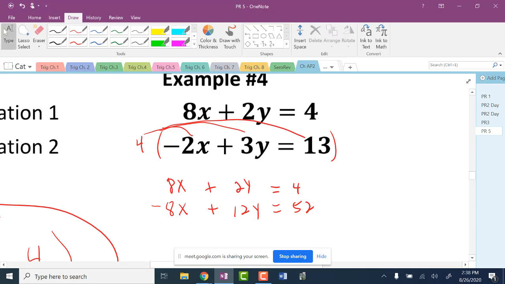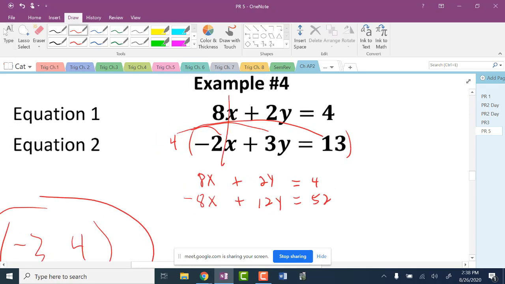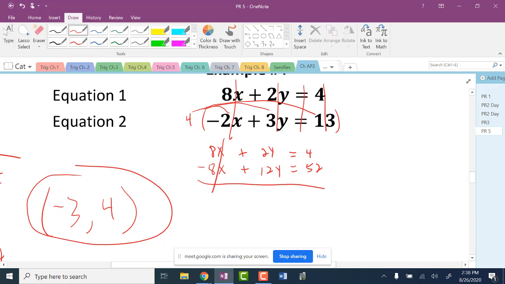And then this is the elimination method. It only works if you have x's, y's, equal sign, and numbers lined up. So boom, eliminates. That's why it's called elimination. 12y and 2y is 14y. And then this is 56.